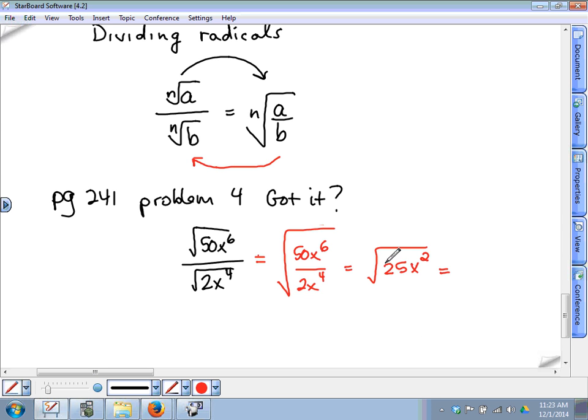Okay, square root of 25 is 5, and the square root of x squared is x. 2 divided by 2 is 1, so it's x to the first power.